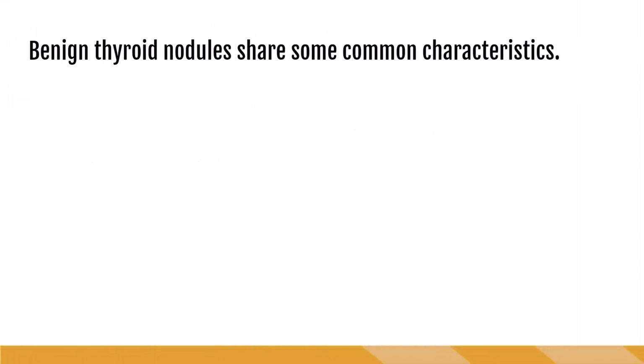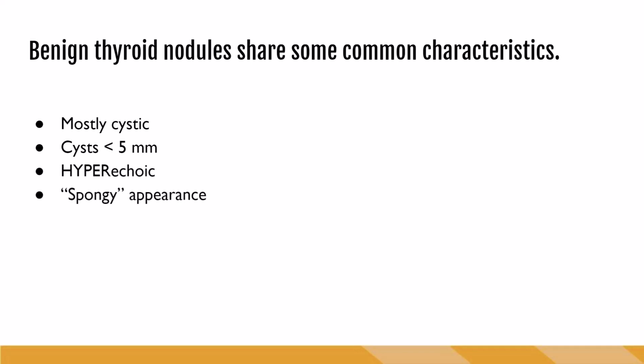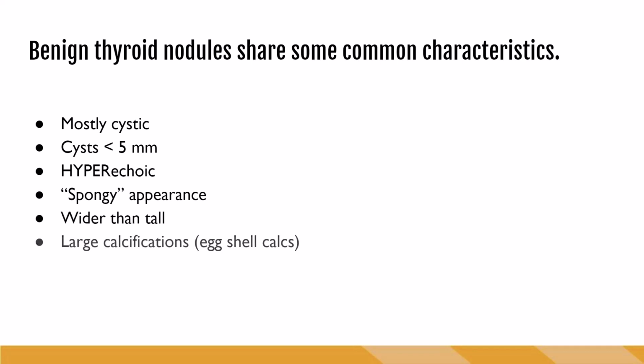If you haven't already, go back and watch the TIRADS video. It's going to cover benign characteristics and malignant characteristics in a lot more detail. But just to recap, benign thyroid nodules share some common characteristics. We see that they are usually cystic, and we especially see that cysts less than 5 millimeters are definitely benign. They also take on a hyperechoic to isoechoic appearance, might have a spongy appearance to them, look wider than tall, have large calcifications, and appear as hot nodules on nuclear medicine tests.